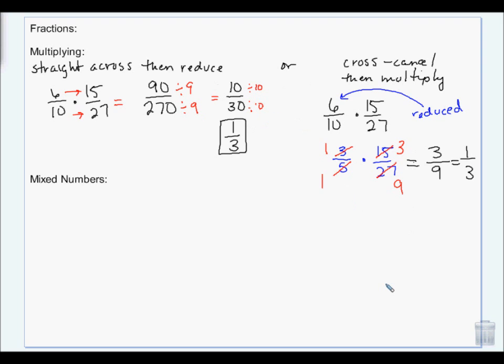Now, some people are more comfortable multiplying straight across and then reducing. Some people are more comfortable doing the cross cancellation and reducing first and then multiplying. It doesn't matter, right? I mean, it's the same answer. So pick the way that makes the most sense to you.